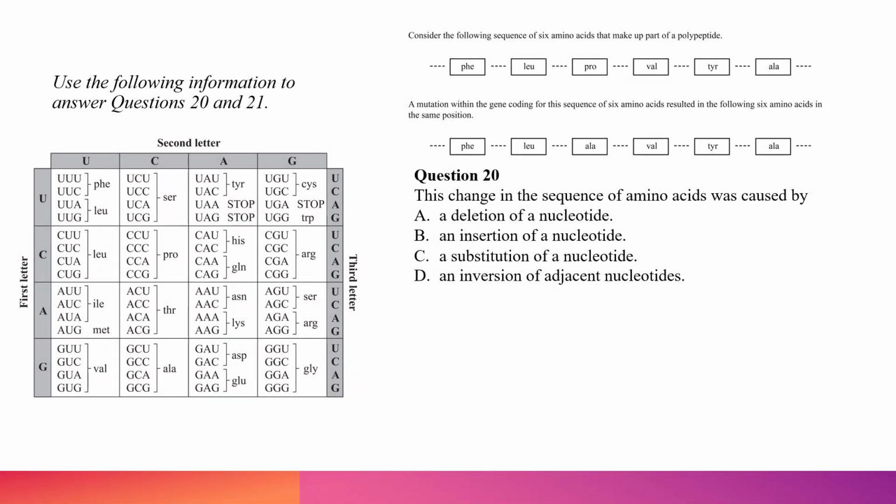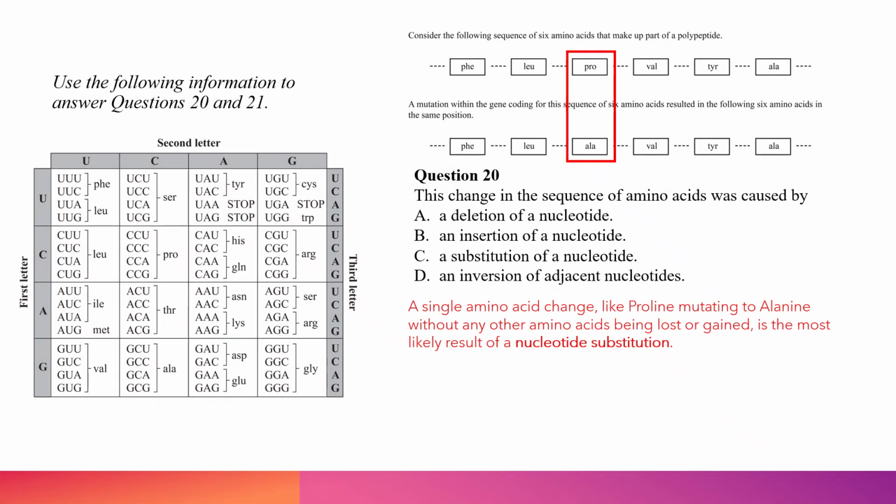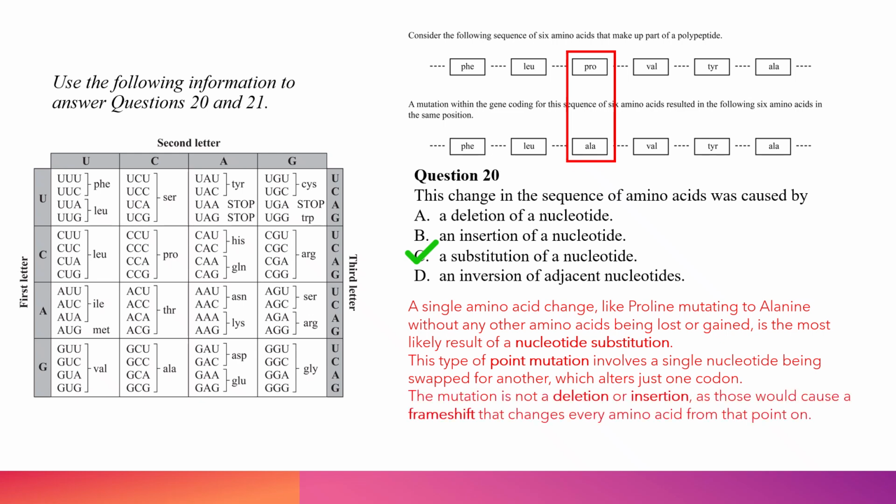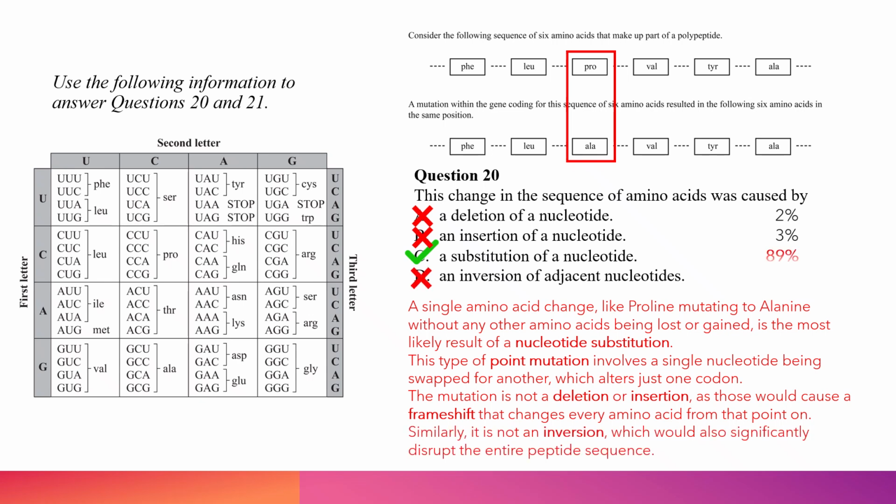A single amino acid change, like proline mutating to alanine without any other amino acids being lost or gained, is the most likely result of a nucleotide substitution. This type of point mutation involves a single nucleotide being swapped for another, which alters just one codon. The mutation is not a deletion or insertion, as those would cause a frameshift that changes every amino acid from that point on. Similarly, it is not an inversion, which would also significantly disrupt the entire peptide sequence.